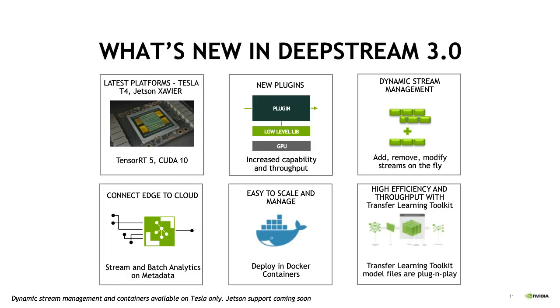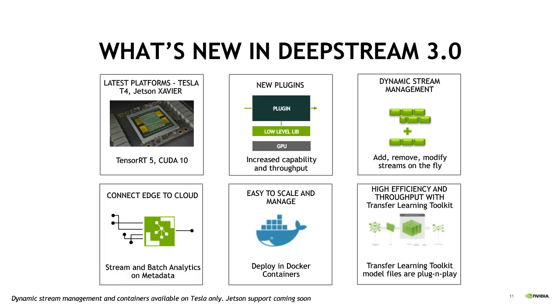Because DeepStream 3.0 supports Docker containers, it can be deployed as a set of Dockerized components that allow you to easily scale and manage your application. And DeepStream 3.0 supports Transfer Learning Toolkit model files. The Transfer Learning Toolkit is something we'll touch on in more detail at the end of this webinar. But what this allows you to do is effectively build and adapt pre-trained neural networks to your use case and plug them into a DeepStream application seamlessly.